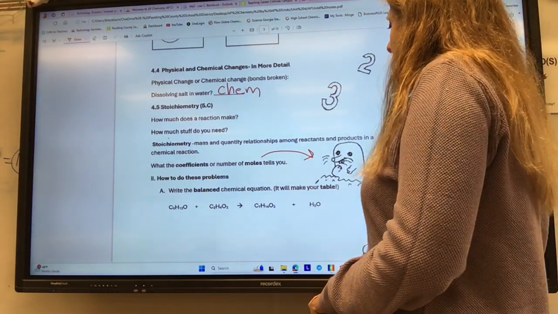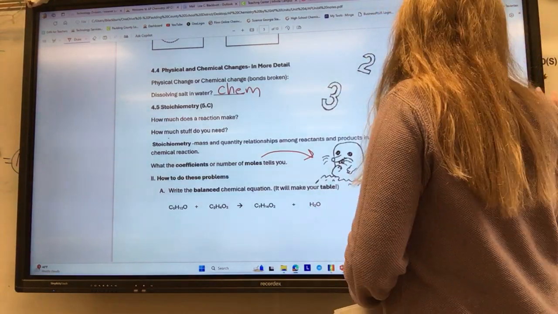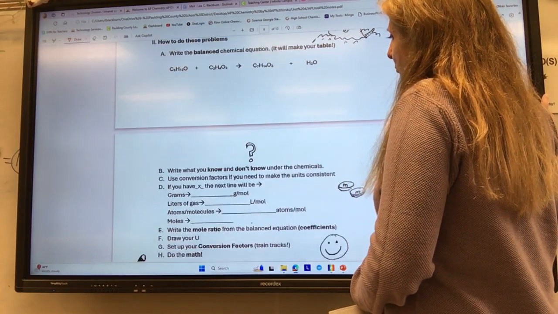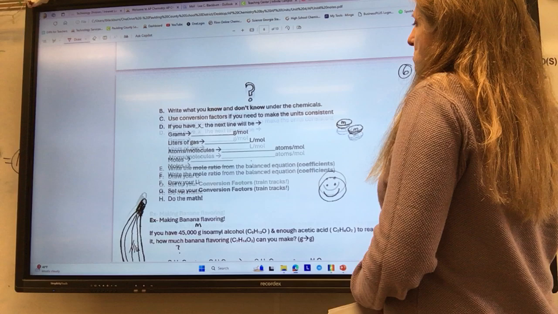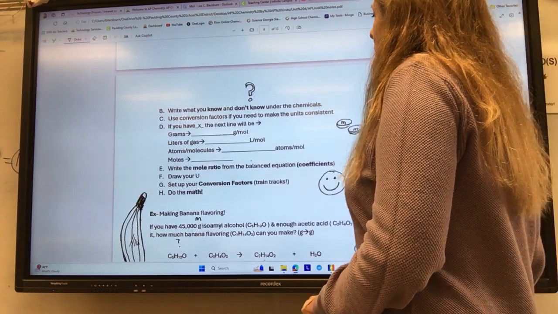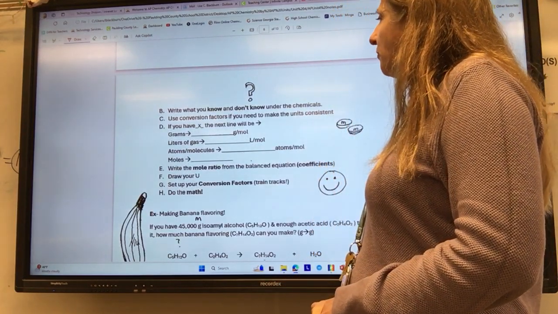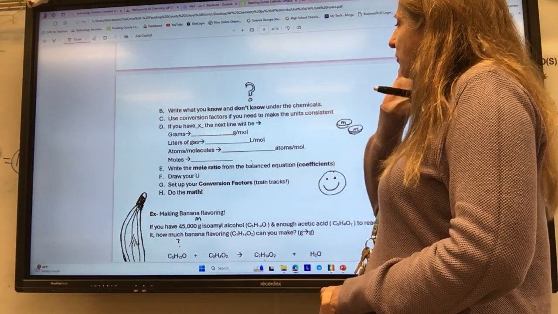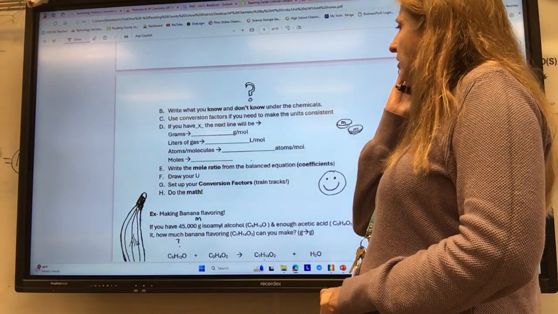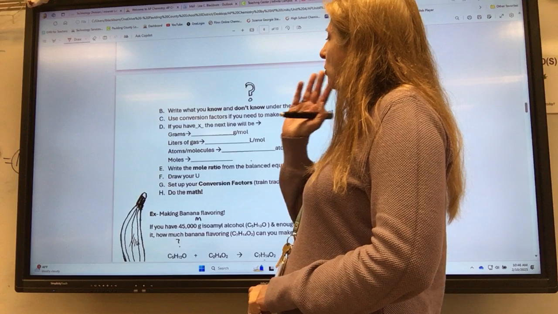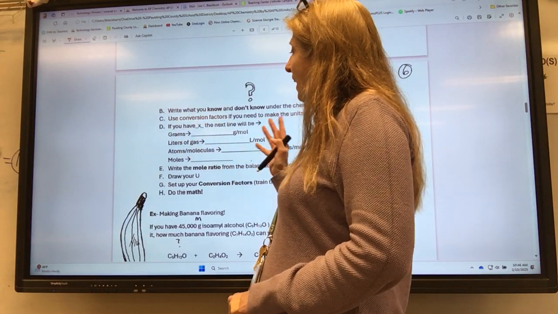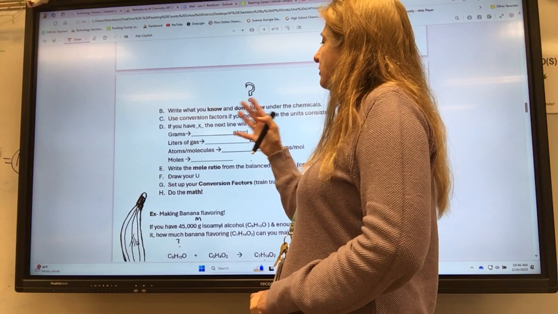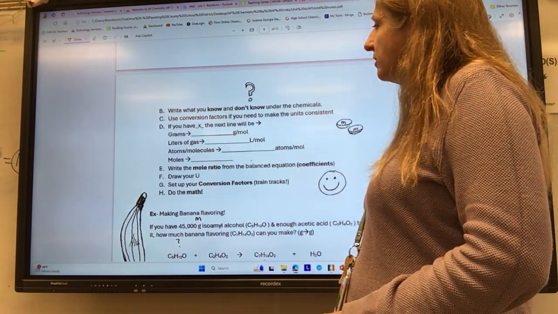The first step, you balance the chemical equation, and that's going to make a table where we can keep up with all of our information. Then you write what you know and what you don't know, your unknown, under the chemicals. And sometimes you have to first use conversion factors if you need to make the units consistent. Next, you will write the next line, which is determined by what you have for your knowns and unknowns.